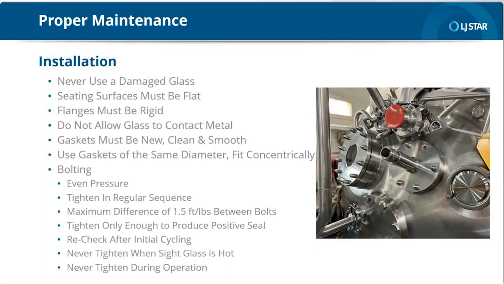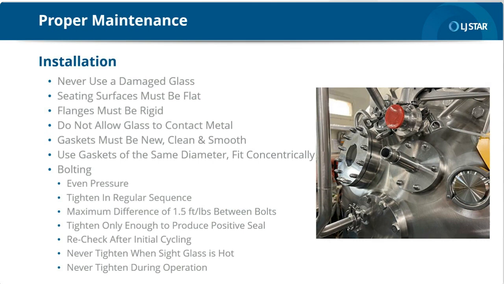Installation. Know how to install your sight glass properly to avoid damaging the glass, leaks, and unsafe conditions. Never use glass that is scratched, chipped, or otherwise damaged. Glass seating surface must be flat within 0.005 inches with a smooth finish. Flanges must be rigid. Do not allow the glass to contact metal when assembling.